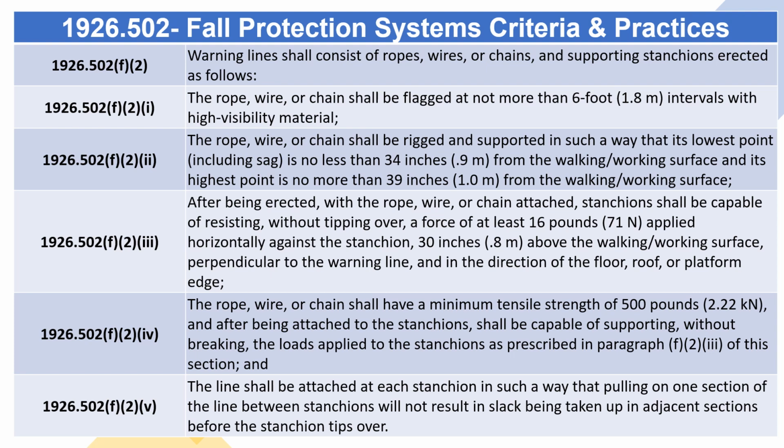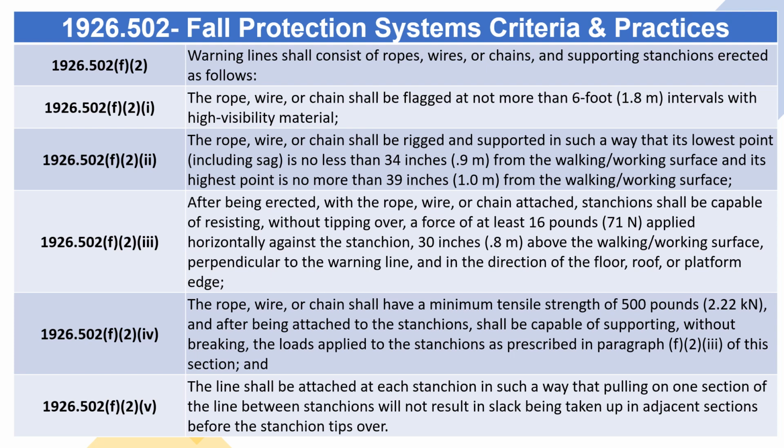1926.502(f)(2) Warning line shall consist of ropes, wires, or chains, and supporting stanchions erected as follows. 1926.502(f)(2)(i) through (f)(2)(v). The rope, wire, or chain shall be flagged at not more than 6 foot, 1.8 m intervals with high visibility material. The rope, wire, or chain shall be rigged and supported in such a way that its lowest point, including sag, is no less than 34 inches, 0.9 m, from the walking/working surface, and its highest point is no more than 39 inches, 1 meter from the walking/working surface.